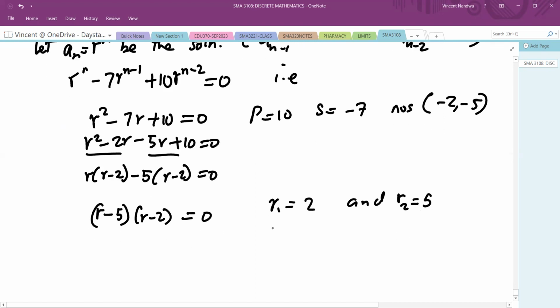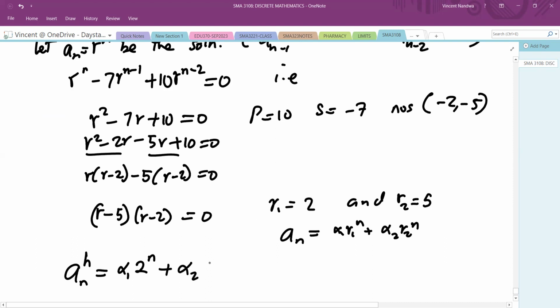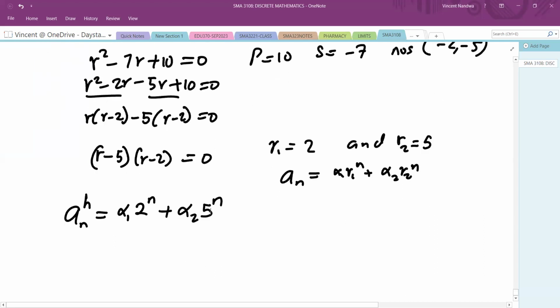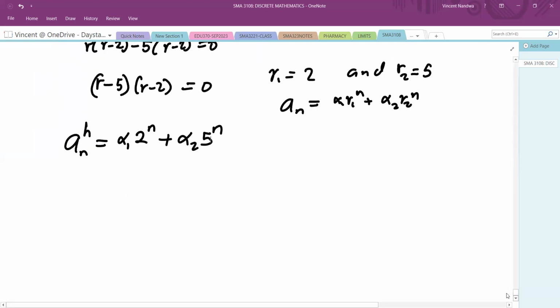We know that the general solution when we have this is a_n equals alpha 1 r1^n plus alpha 2 r2^n. So therefore, our homogeneous solution will be alpha 1 times 2 raised to the power n plus alpha 2 times 5^n. So step 2, or part 2, is to find the particular solution.